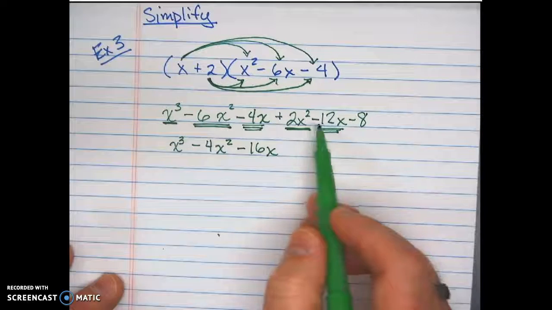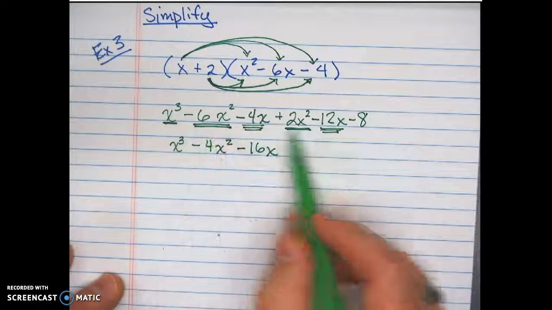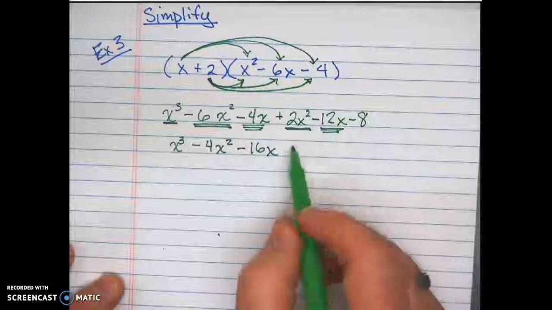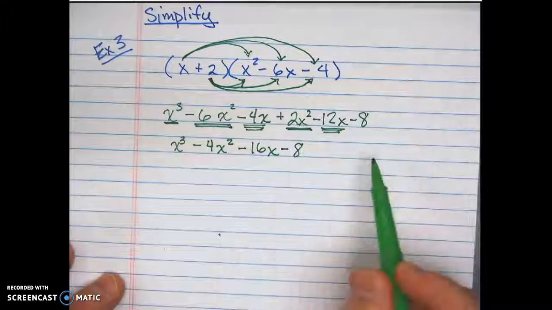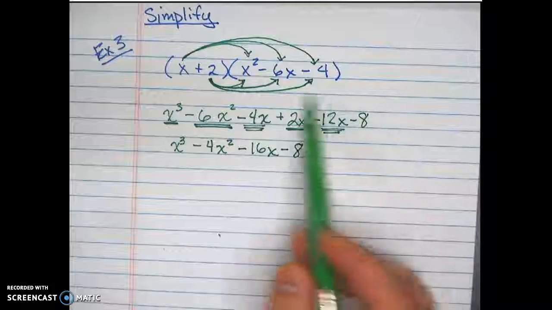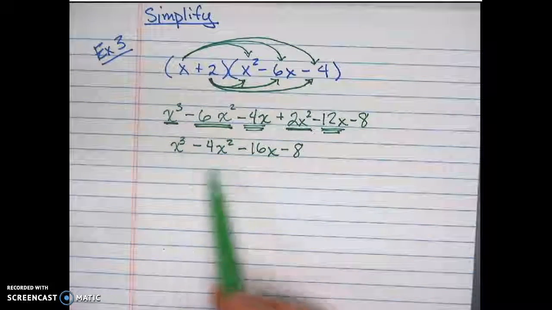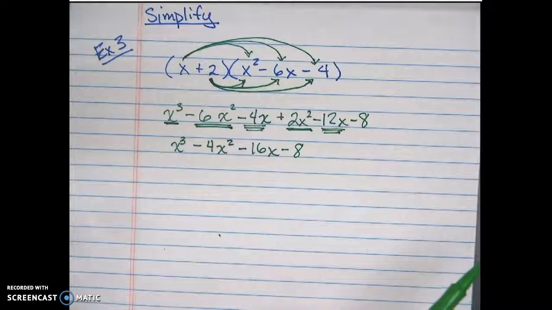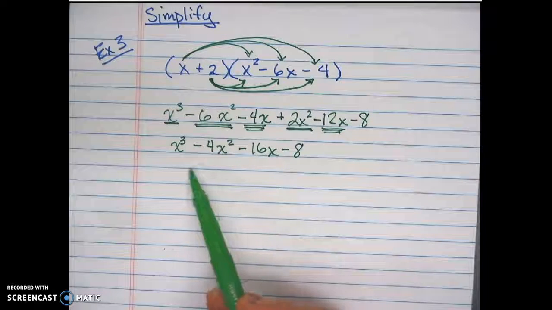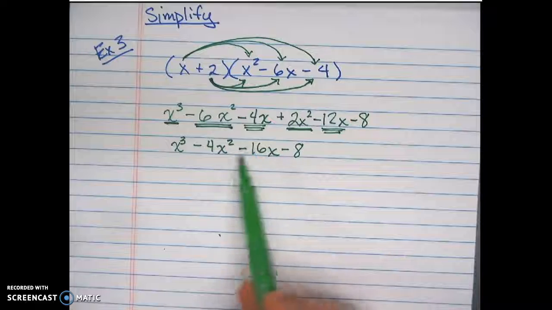Finally, I'm going to look through and see if I have any constants or any other terms I haven't accounted for. The final one here is going to be our negative 8. So now I've got all of my like terms combined. I have a simplified expression. This is all I have to do in this case. So now we have our final solution.